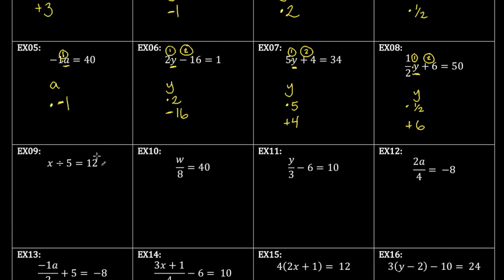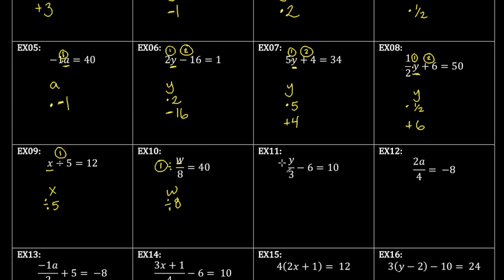Let's put some division in here. So in this problem, we start off with x. And we only have one step. We divide by 5. And we get 12. Remember that this is a different way of showing division. So this is w divided by 8. We had w, and the only thing we did, the first and only step, was to divide by 8.